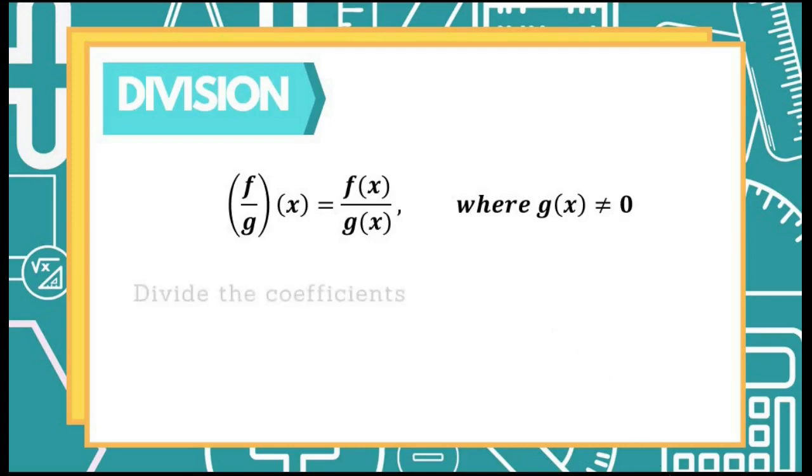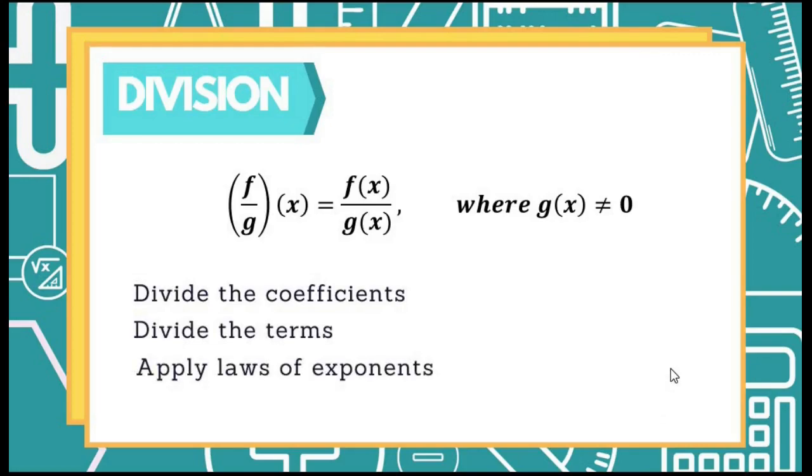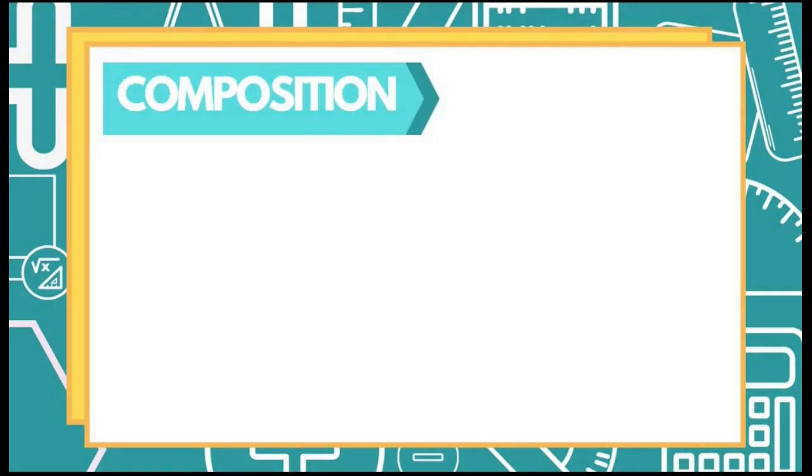So in dividing functions, we simply divide the coefficients, divide the terms, and apply laws of exponents. So similar to addition, subtraction, and multiplication of functions, in division of functions, we also apply the same rules as dividing algebraic expressions. The last operation involving functions is composition of function.